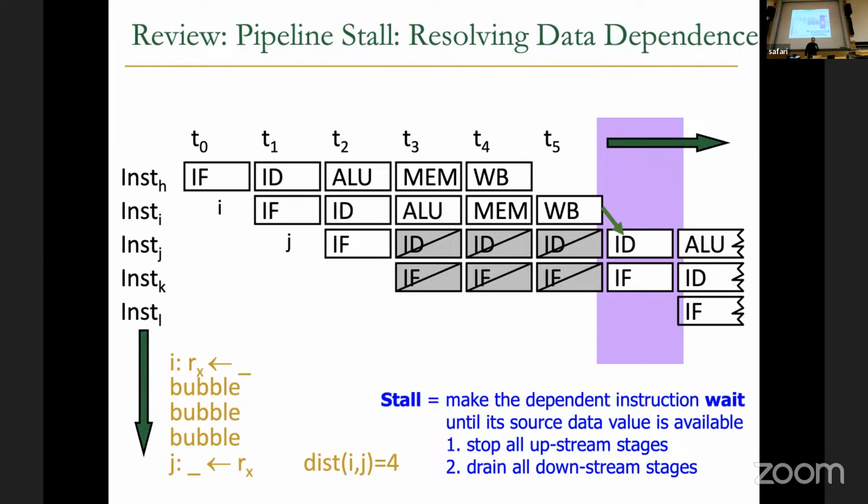And the stall, the formal definition, is to make the dependent instruction wait until its source data value is available. And in order to do that, we need to stop all upstream stages like fetch and decode. And also, we need to drain all downstream stages or flush the pipeline, just to make sure that we don't have active instructions in the pipeline that are not operating on up-to-date results.